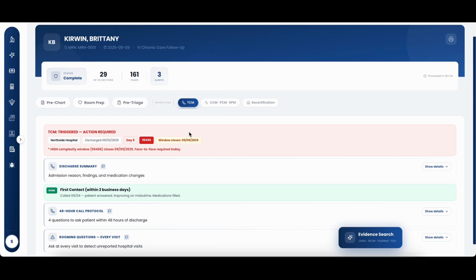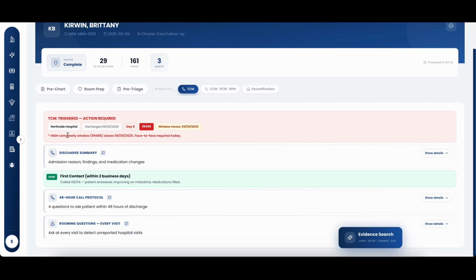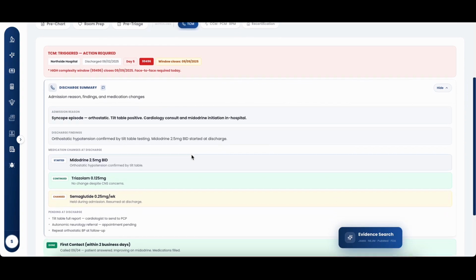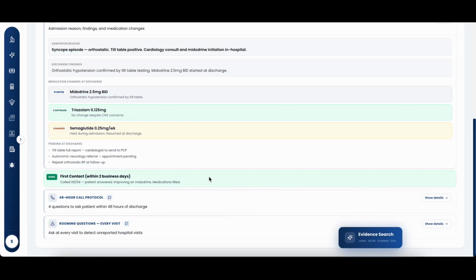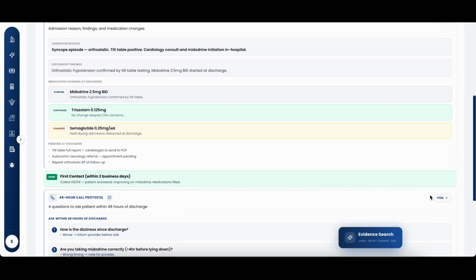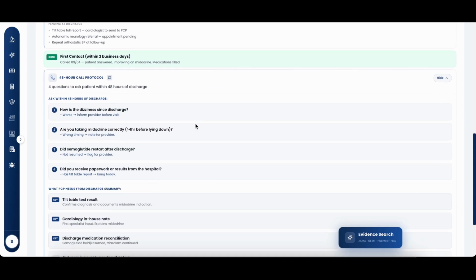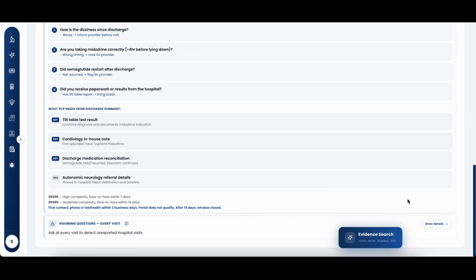Post-discharge follow-up, focused on TCM requirements. Reason for admission. What changed during admission, diagnoses, and medications. What needs to be addressed next. Discharge timeline and day count are visible. First contact status. Missed follow-ups or transition gaps. New medications are explained, why they were added.